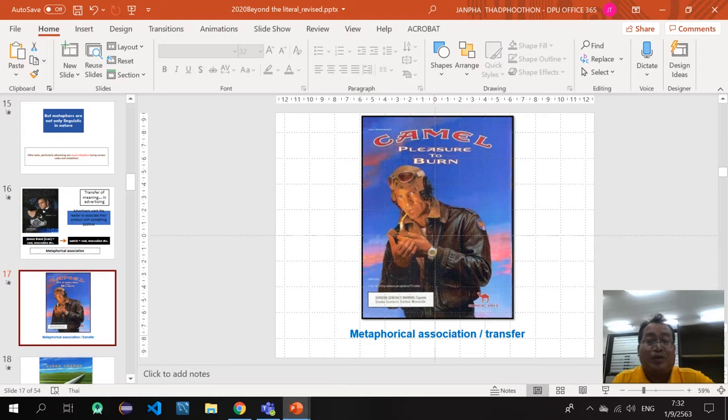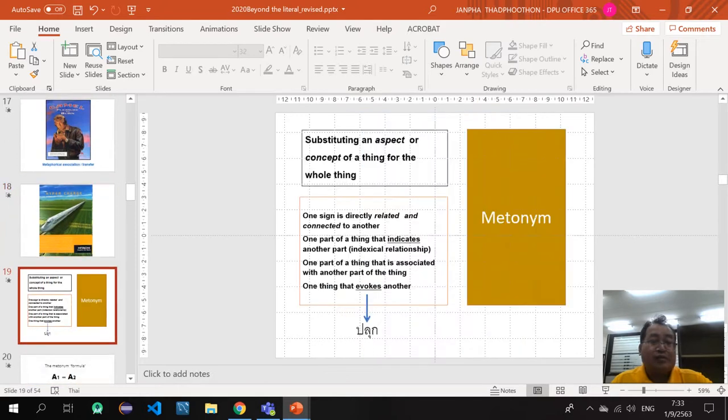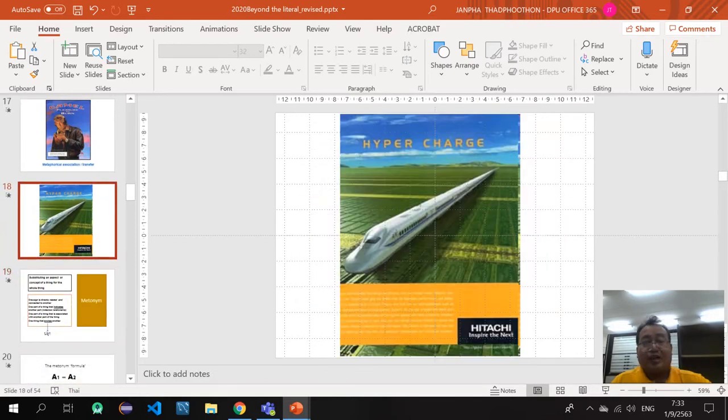If you want to be cool, I don't want to talk about this. This is a cigarette ad. And this is another example: the use of a bullet train and a microchip or CPU or microprocessor is about the technology and the speed of the CPU. So that was about the metaphor.